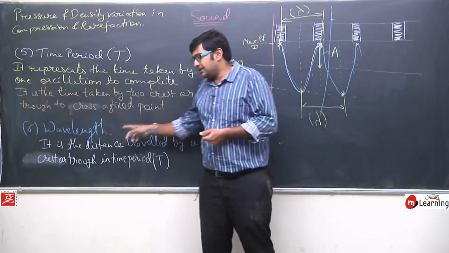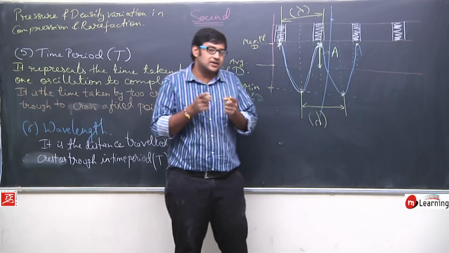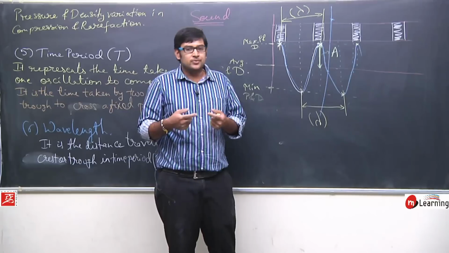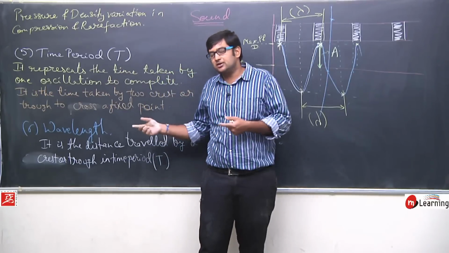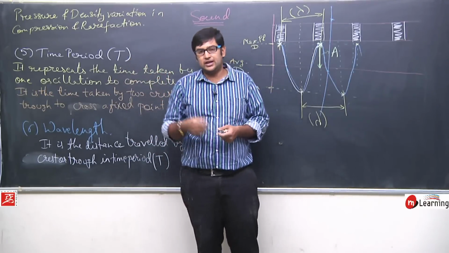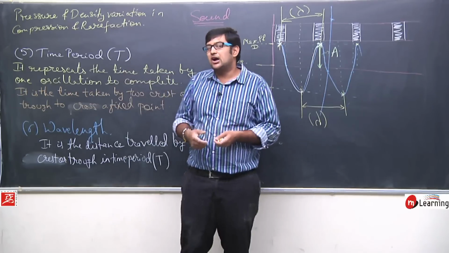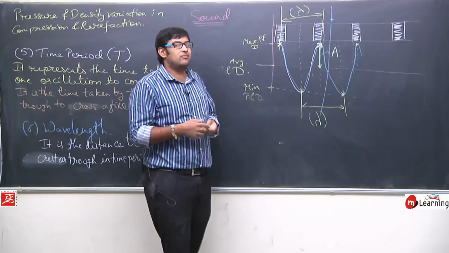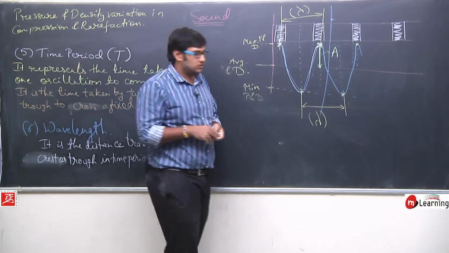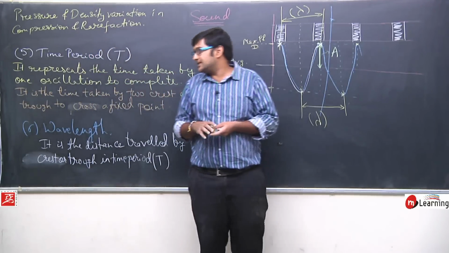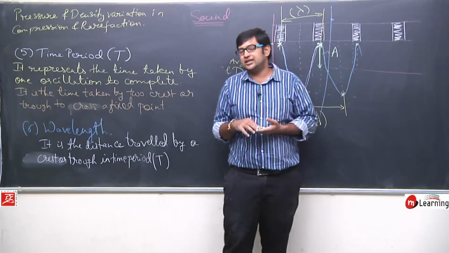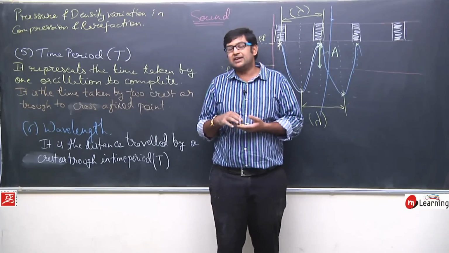So what we can say is, wavelength is either the distance between two crests or two troughs, or it is the distance travelled by the crest or a trough in time period T, okay, in T seconds or T units. How much distance is travelled by a crest or a trough will represent the wavelength, okay.